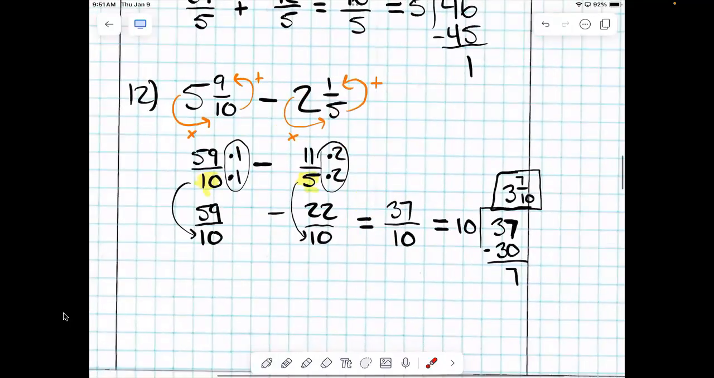Is that acceptable? Yes. 37 over 10 is an acceptable answer? No. I can just box this up? No. Why is it unacceptable? Because it's improper. And how do you turn an improper fraction back into a mixed number? Divide. What number always goes inside the box when you're dividing an improper fraction? Numerator. The top number is called the what? Numerator. We good?